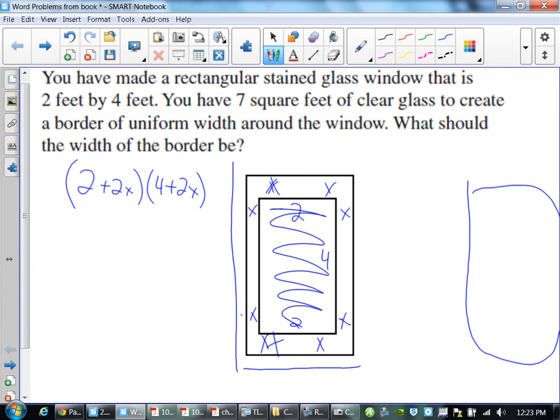That's the area of the whole caboodle, right? The whole thing. What's the area of the middle you gotta subtract out? 8. And what does that have to equal? Now you're dealing with just the border. How many square feet do you have to work with the border? 7. So this has to equal 7.